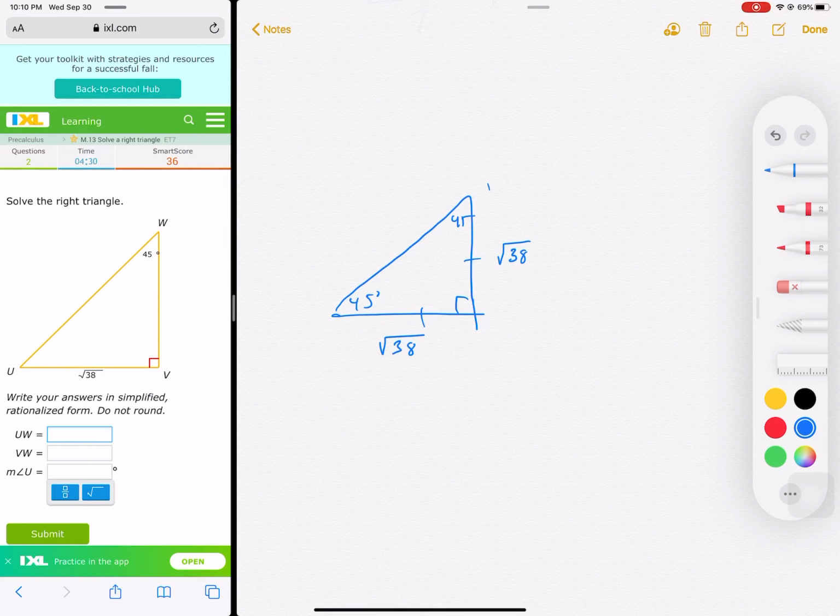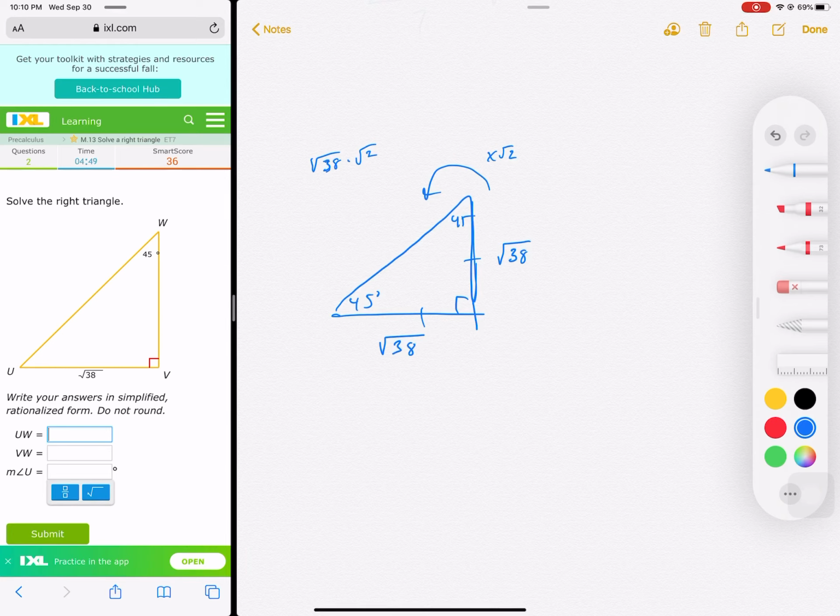And the hypotenuse is multiplying by square root of 2, because we always go from the identical sides to the hypotenuse by multiplying by square root of 2. Let's do the math. Square root of 38 times square root of 2. Oh, sorry, of 2. I was thinking about the 2 there. And you could do the math right now.